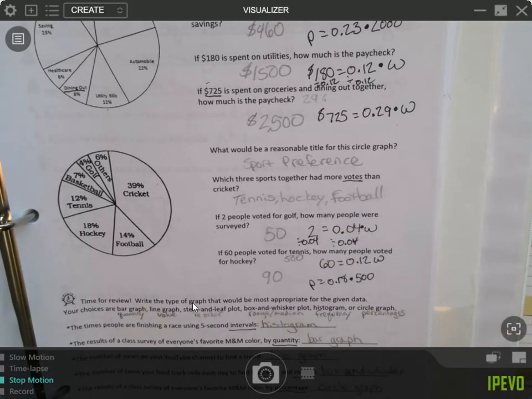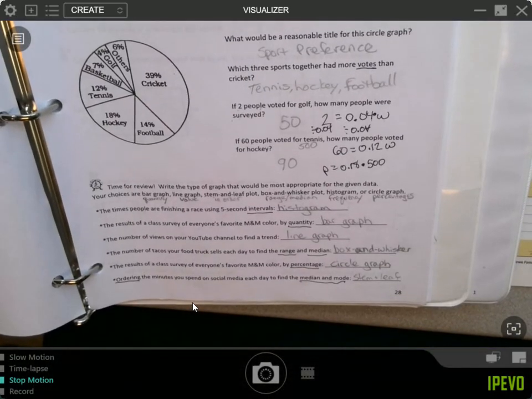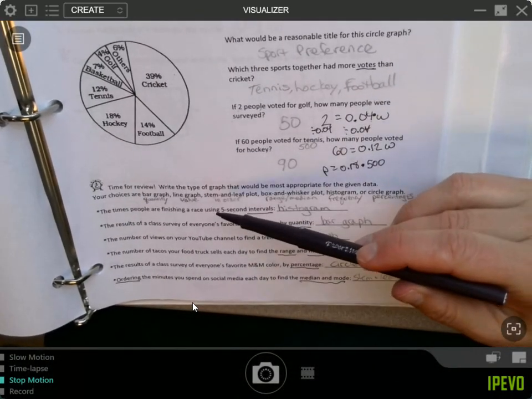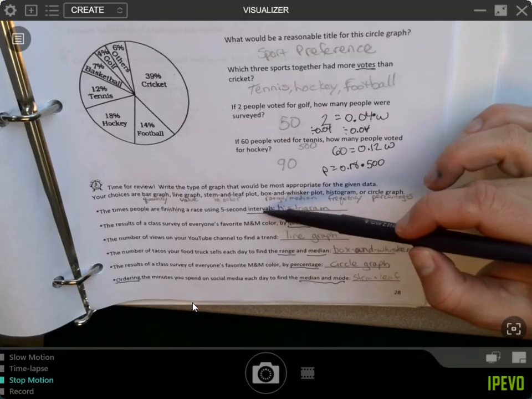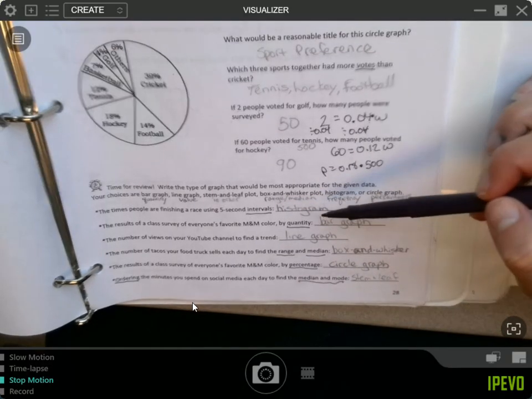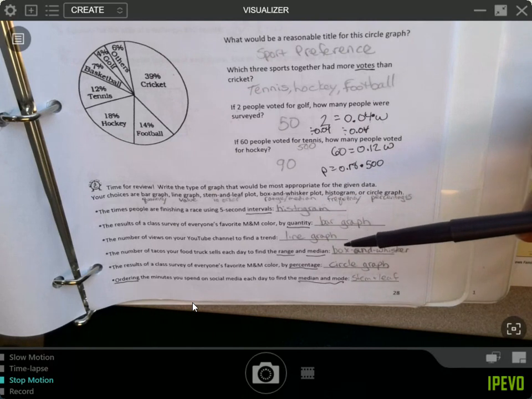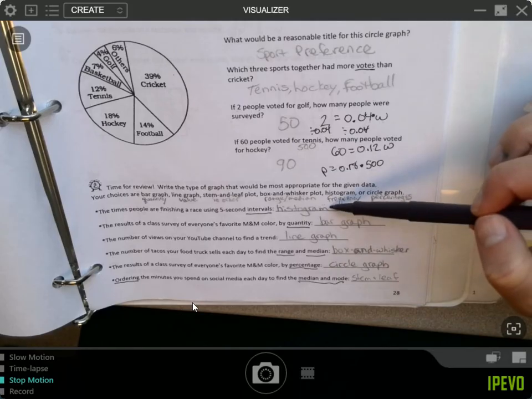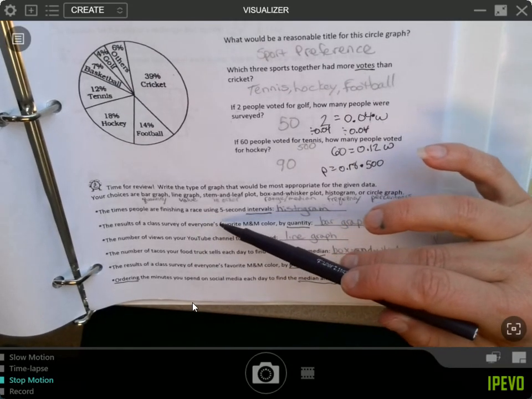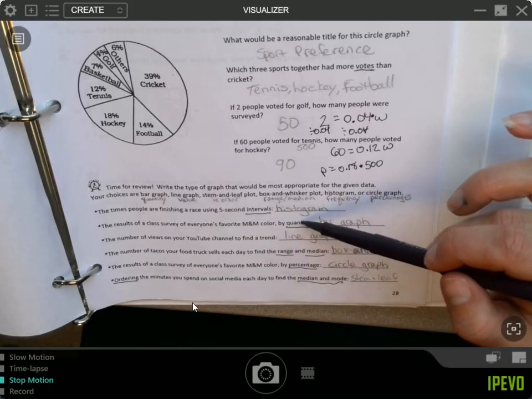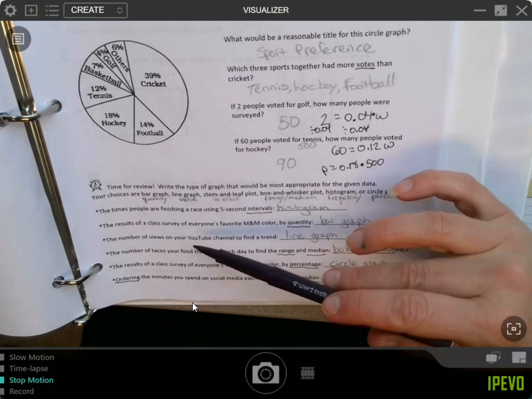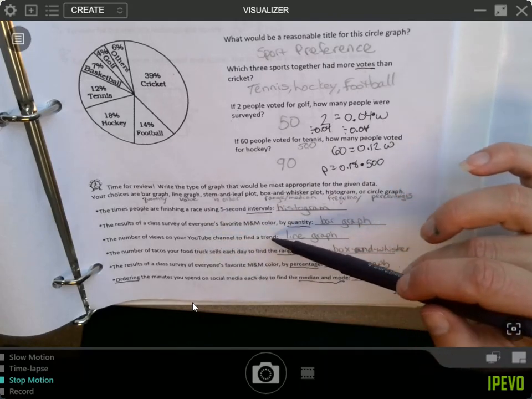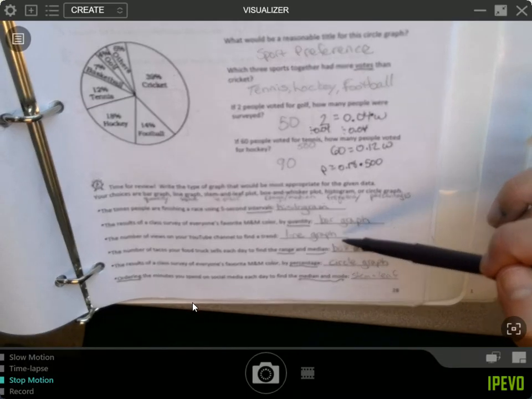Okay. Time for review. So we have the times people are finishing a race at 5-second intervals. Intervals are always the histogram because we have that range from 0 to 30, from 30 to 50. We have those ranges, so that's the histogram. The results of a class survey of everyone's favorite M&M color by quantity. Quantity tells us it's going to be a bar graph. The number of views on your YouTube channel to find a trend, that would be a line graph.